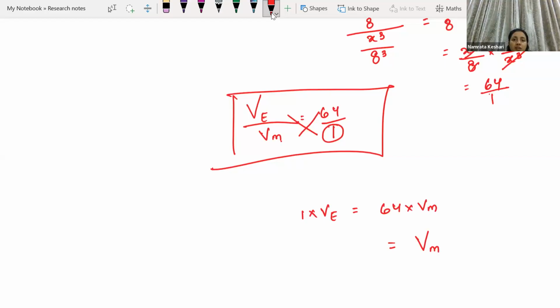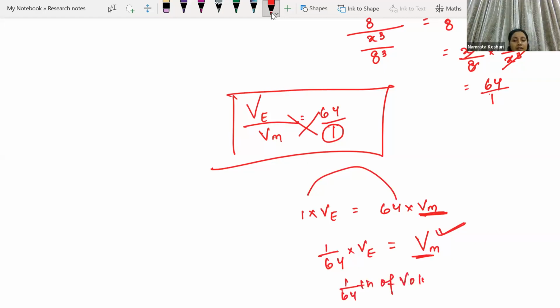Isolated. Isolation means, during the era of COVID, you heard this terminology that the person needs to isolate, keeping themselves in one room or one place where nobody will be there. So we want to isolate this volume of Moon on one side of the equals to, with everything else on the other side. 1 by 64 into volume of Earth. That means volume of Moon is nothing but 1 by 64th of volume of Earth.